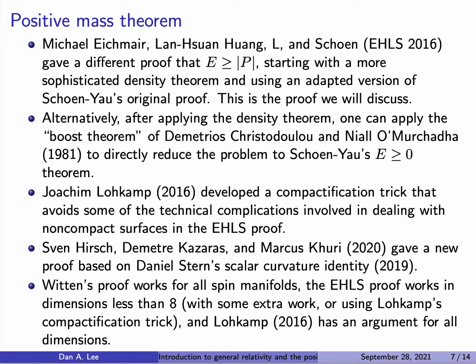So let me just say something about going beyond. I've only been stating everything for 3 dimensions. But let me just say that Witten's proof works for all spin manifolds. As long as you have spinors, it's okay. And the EHLS proof works in dimensions less than 8. Although to go above dimension 3, it actually requires some extra work, which I'll mention. Or if you prefer, you can avoid the extra work by using Lohkamp's compactification trick. And also, Lohkamp has a preprint that describes how one can get the theorem in all dimensions.